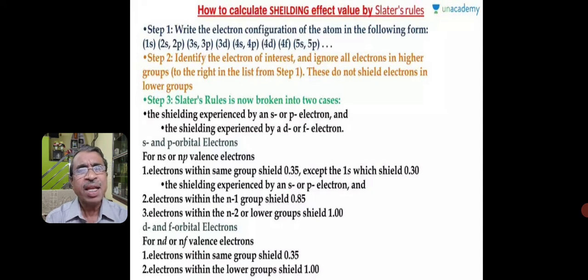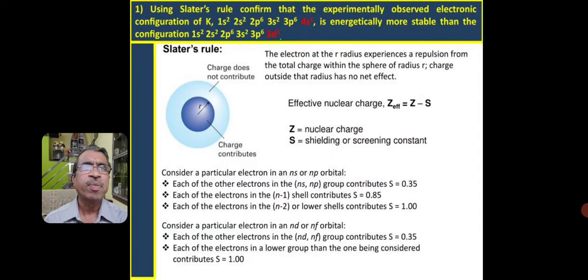For d and f orbital electrons, for nd or nf valence electrons, electrons within the same group contribute 0.35. Electrons within the lower groups contribute directly 1. It is not 0.85. So these are the values to be remembered to calculate the screening constant or effective nuclear charge.